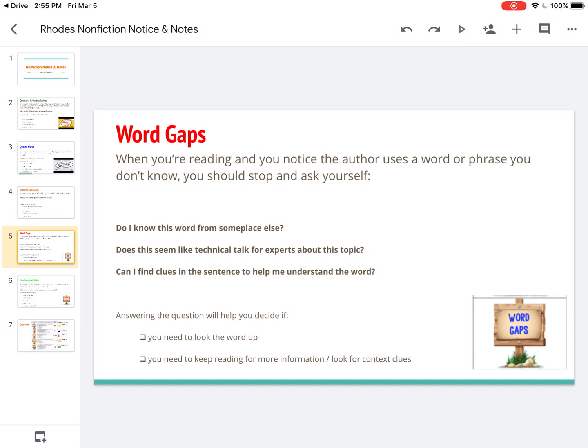Something else that we'll look at is called word gaps. So when you're reading and you notice the author uses a word or phrase that you don't know, you need to stop right away and ask yourself, do I know this word? Have I seen it before? Is it from someplace else that I've seen? Does it seem like technical talk, something like an expert might use, somebody who is very well versed in that area? Or can I find clues in the sentence to help me understand the word? So this is looking at context clues. So what's in that paragraph, what's in those sentences that surround it to let me know what this word means? So when you do that, answering these questions might help you decide if you need to look up the word or if you need to keep reading for more information.